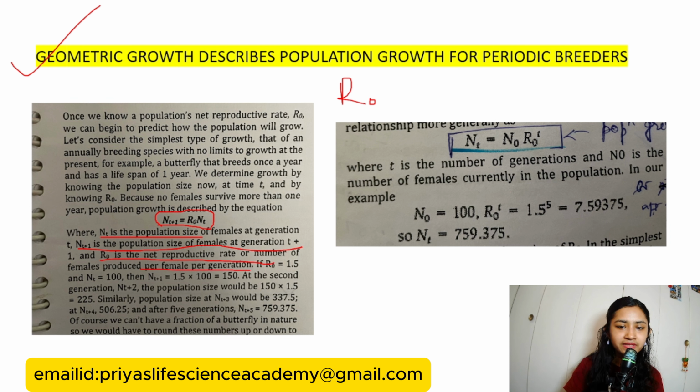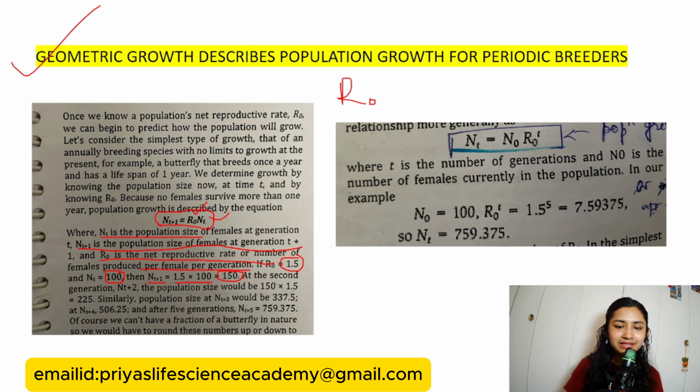So if R0 equals 1.5 and N(t) is 100, meaning 100 females are available at present, you can easily work out N(t+1), that is 1.5 × 100, R0 × N(t), which is 150. So for the first generation you can find the population growth by just multiplying the net reproductive rate with the present population size.